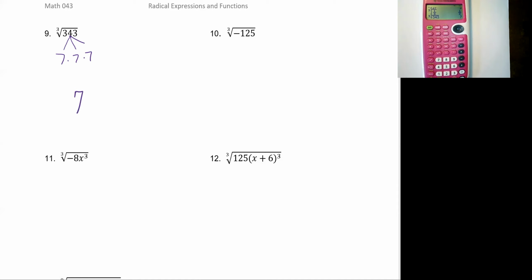So now we want the cubed root of negative 125. Cubed root of negative 125 is negative 5, because negative 5 times negative 5 times negative 5 is equal to a negative 125. So our answer is negative 5.